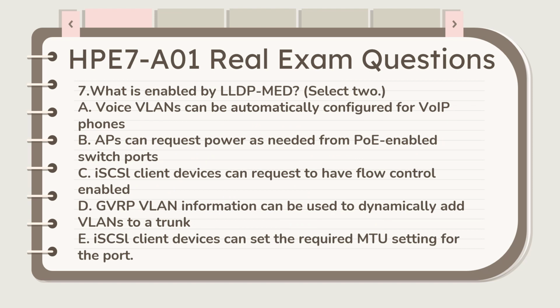7. What is enabled by LLDP-MED? Select 2. A. Voice VLANs can be automatically configured for VoIP phones. B. APs can request power as needed from PoE-enabled switch ports. C. iSCSI client devices can request to have flow control enabled. D. GVRP VLAN information can be used to dynamically add VLANs to a trunk. E. iSCSI client devices can set the required MTU setting for the port.